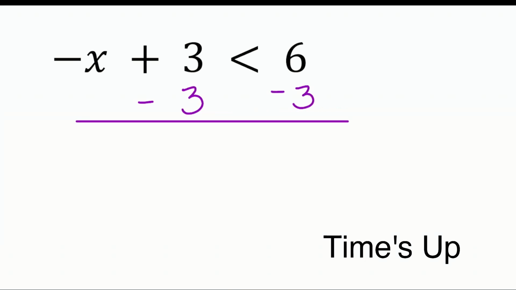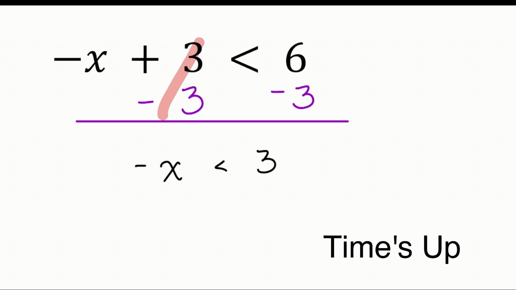So now that we've subtracted 3 on both sides, let's cancel out right there. And we're going to have negative x less than 3. Notice it stays less than because we just subtracted 3 on both sides. We did not multiply or divide by a negative. So boom, there we have that part.